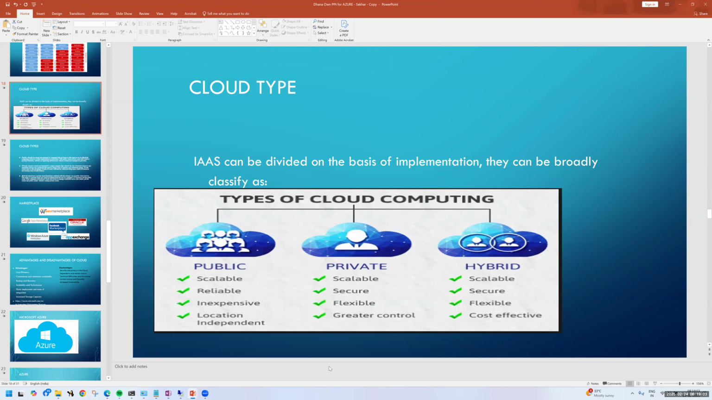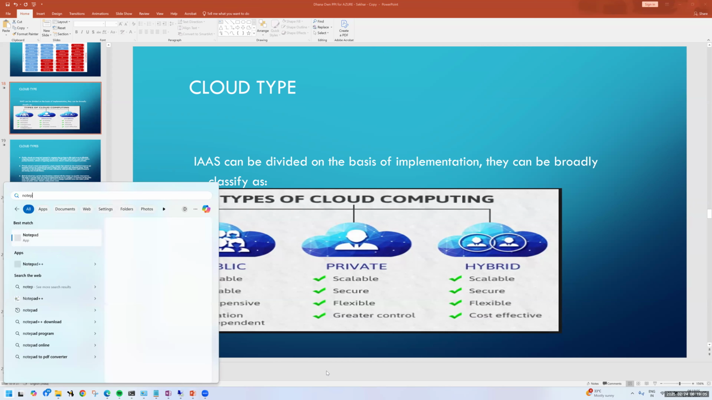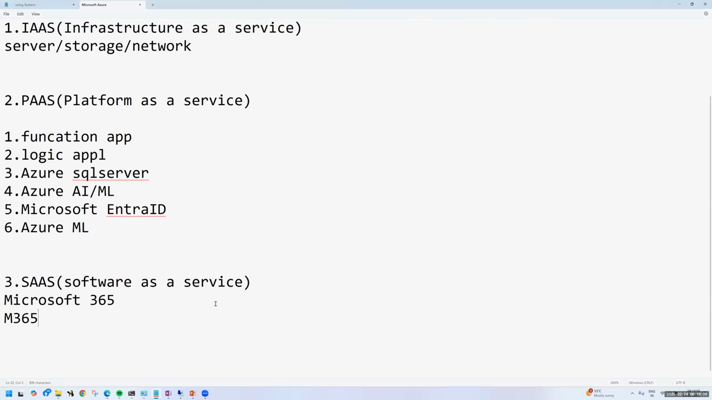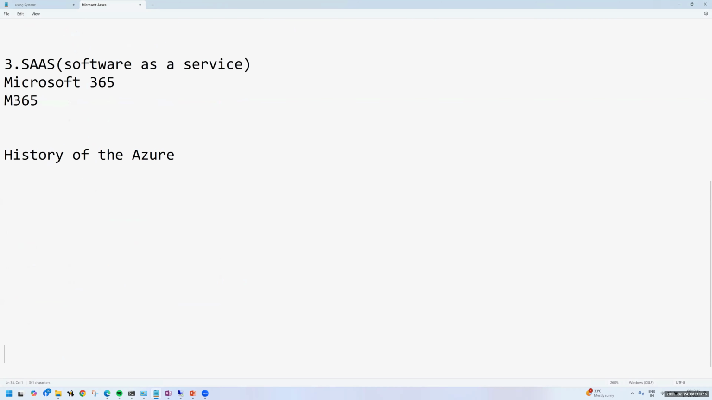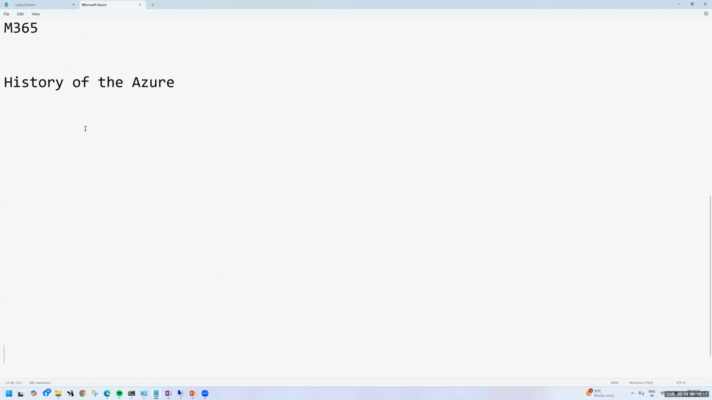Okay, first thing, the history of Azure. You know, right, in the year 2010, Microsoft Azure came into the picture.